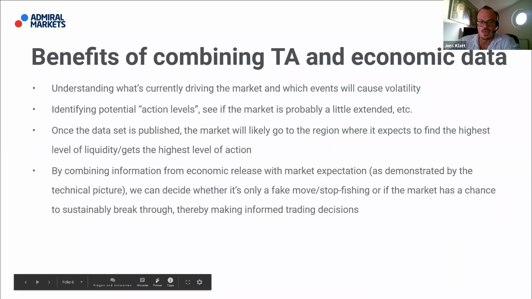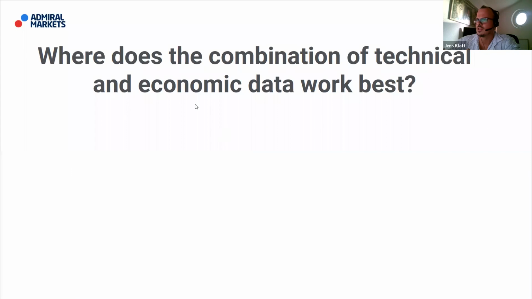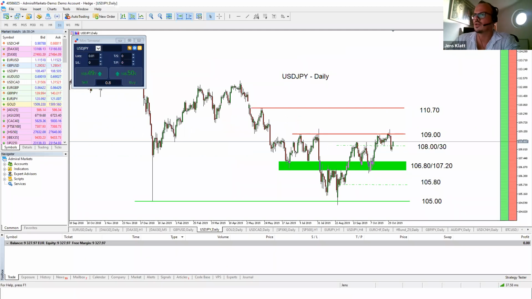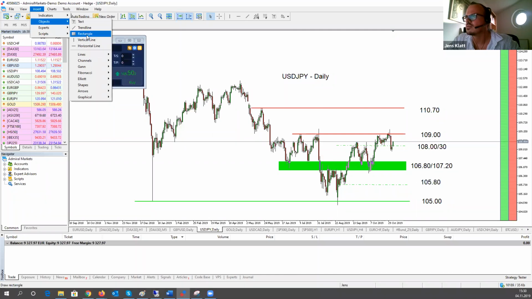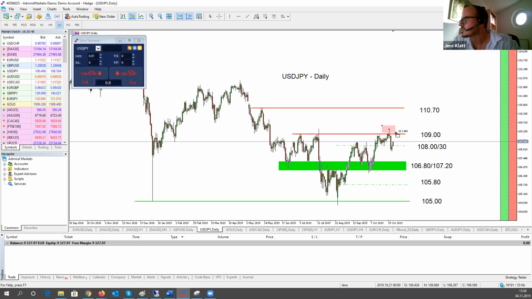Okay, so before we come to the next slide, I'd like to go now to the chart in dollar JPY. What we want to look at is, let me just include here a rectangle. Yeah, why not? It doesn't matter. So we want to look here at this.